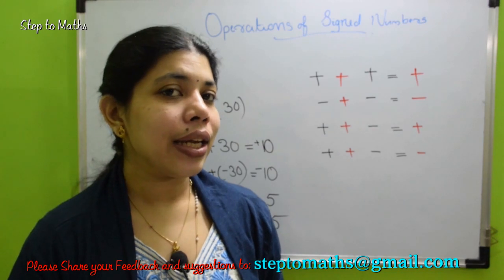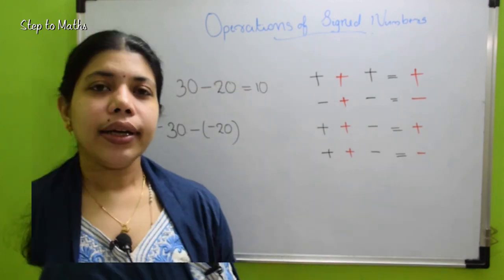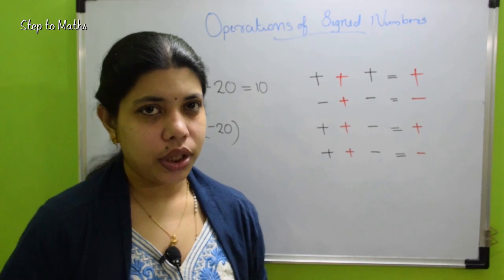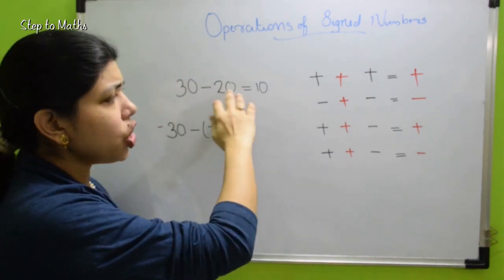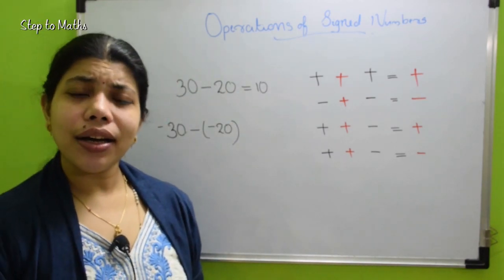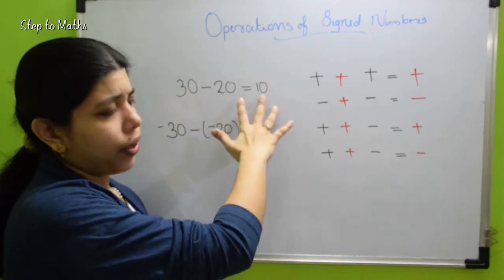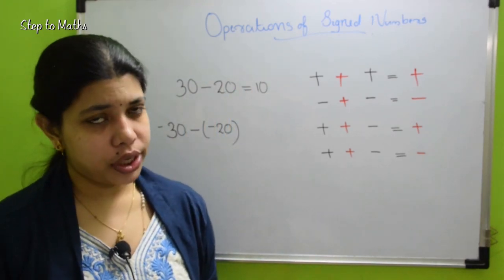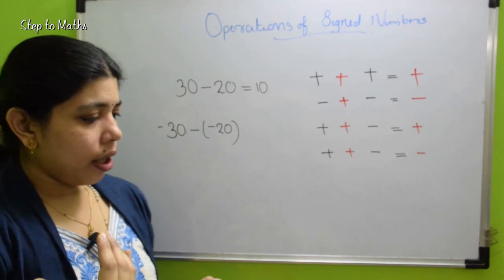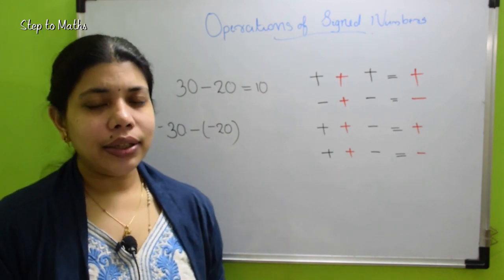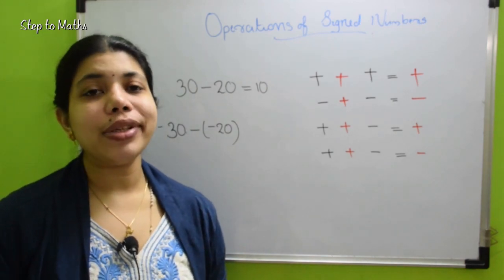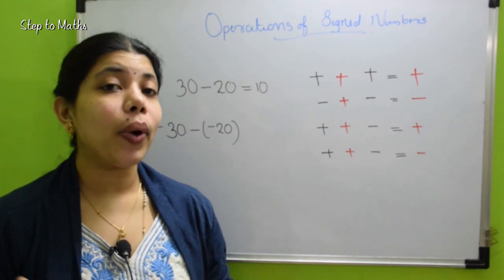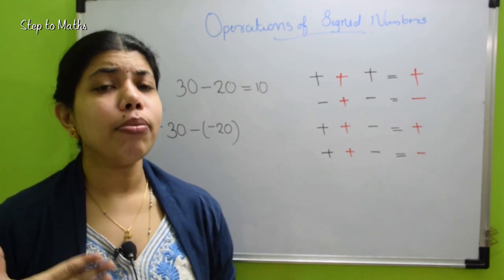What is that? Subtraction. Consider the subtraction operation. 30 minus 20, that means two numbers are positive. We just find the difference. There is no need of confusion. Now we consider the next options. If two numbers are negative, or one is positive and one is negative, how can we perform subtraction?